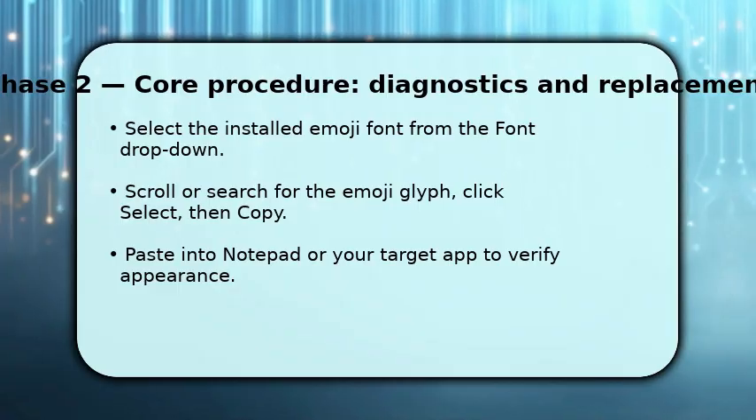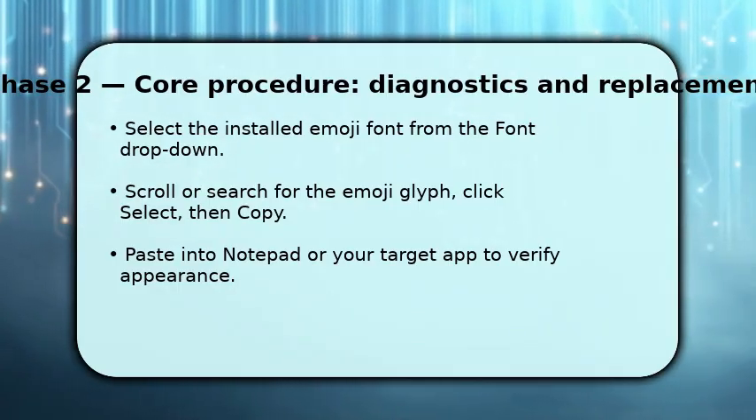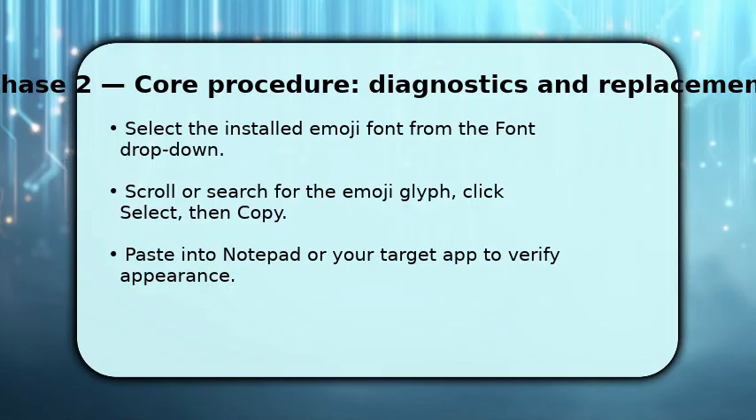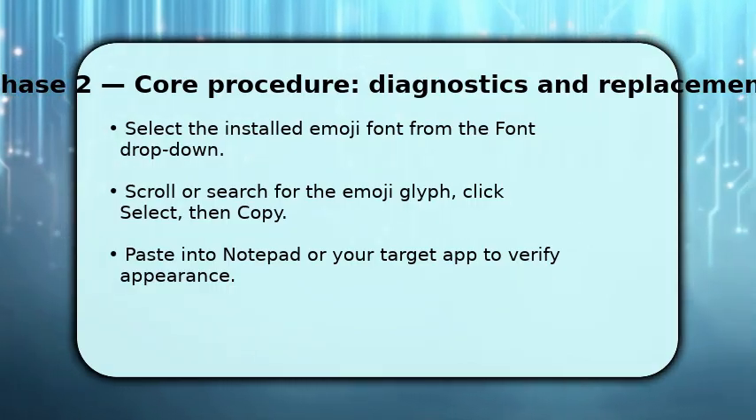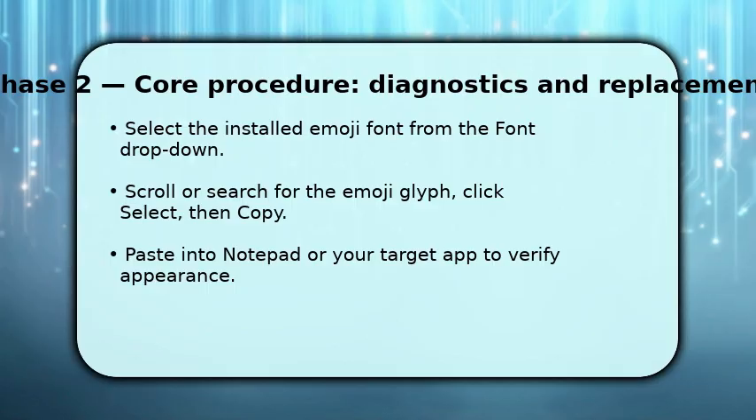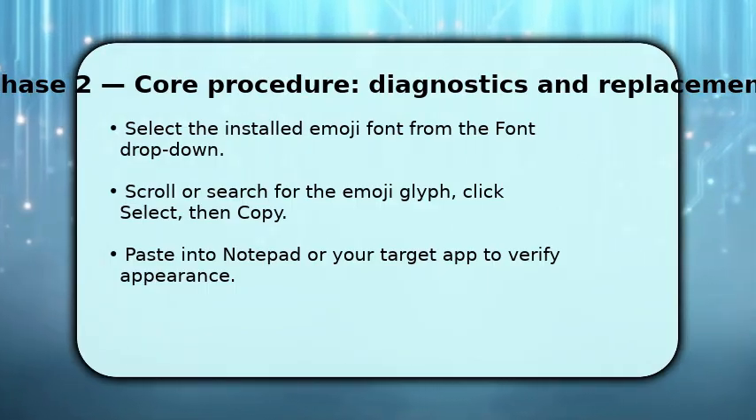Then, scroll or search within Character Map for the emoji-like glyph you want. Use the advanced view and search by name or code point when available. Click the character to highlight it, choose Select, and then click Copy. Next, paste into Notepad or your target application to confirm the emoji shows up. If it looks off, continue to the next step for compatibility fixes.